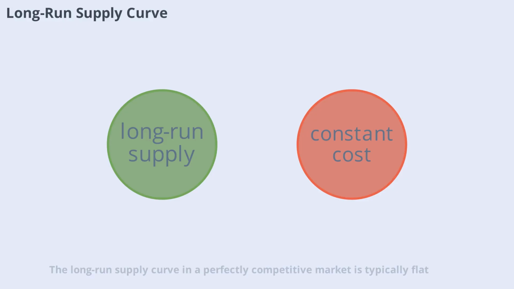The long-run supply curve in a perfectly competitive market is typically flat, reflecting constant costs. As firms enter or exit, the market price remains stable at the level where firms earn zero economic profit. This ensures a steady supply of goods and services at the lowest possible cost.